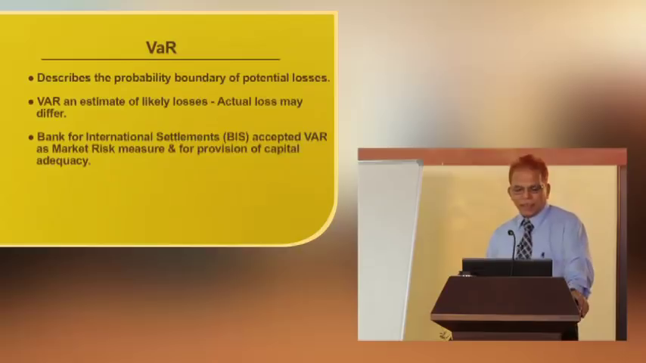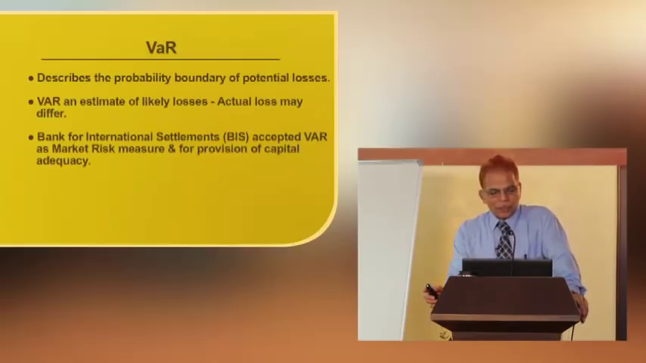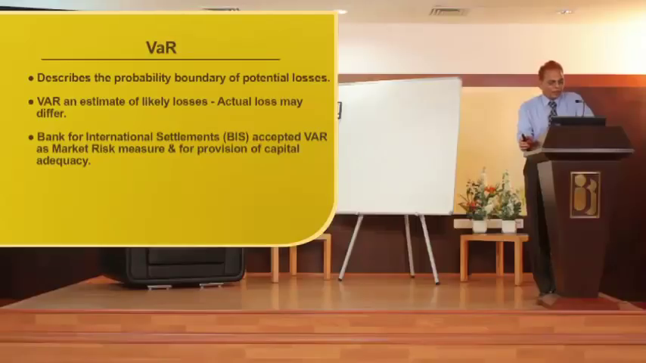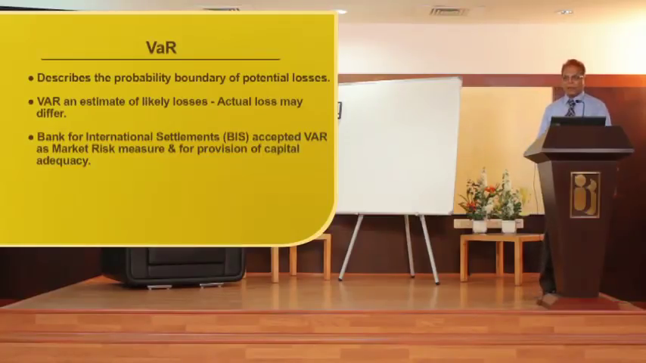It basically describes the probability boundary of a potential loss. So the underlying word is probability. It is the probability boundary. VAR is an estimate of the likely loss, so the actual loss may differ. And of course the Basel Committee, BIS, the BCBS, has also accepted VAR as a market risk measure for provision of capital adequacy.